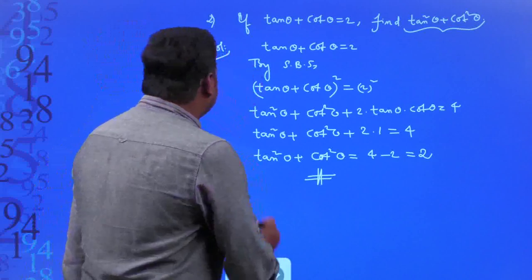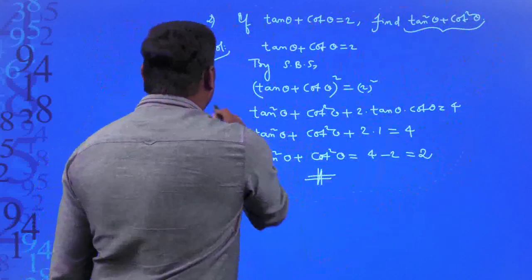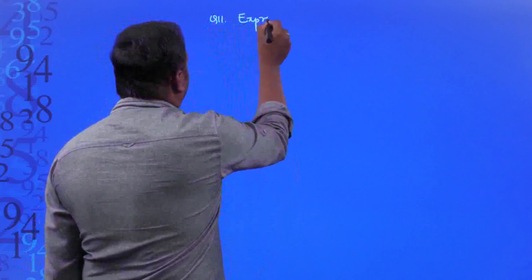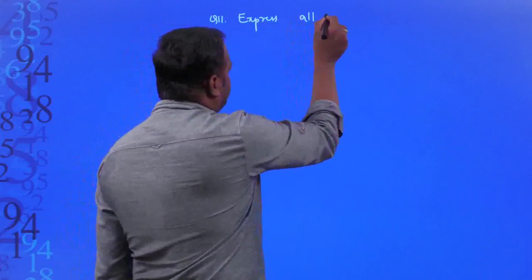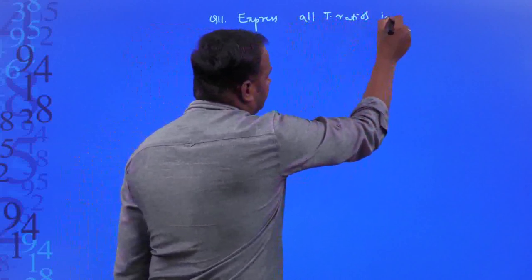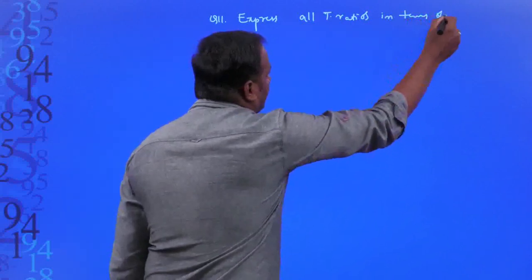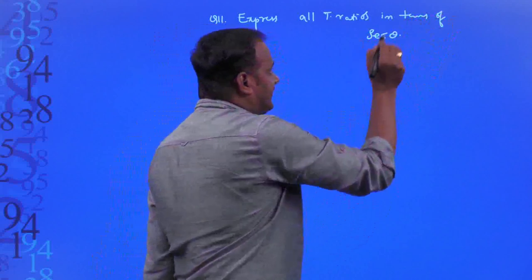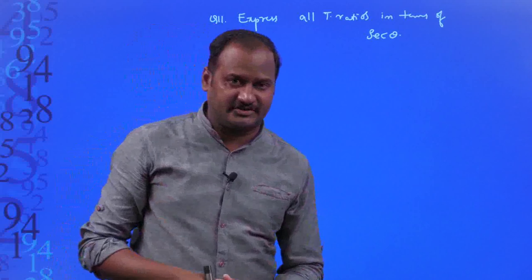And next, moving on to the next example, suppose you are given one trigonometric ratio, how do you express all the other trigonometric ratios in terms of that single trigonometric ratio? Hope you understand my question. I am going to write it on the board. That is, express all trigonometric ratios, all T ratios, in terms of secant theta. How to express every single trigonometric ratio in terms of secant theta?